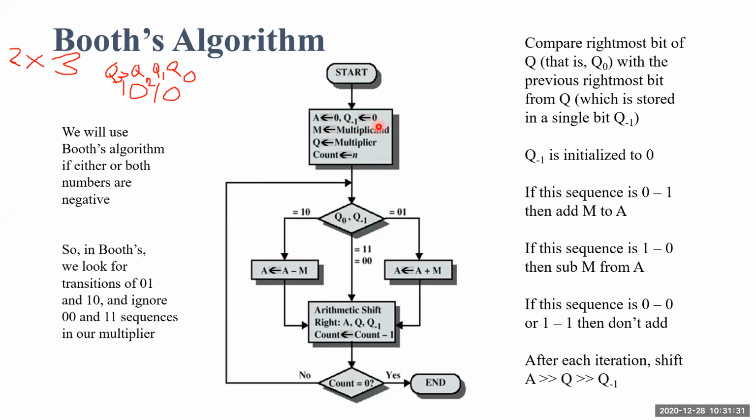The accumulator is a 4-bit memory cell, which is also assigned 0, so four zeros will be assigned. Ultimately, M is the multiplicand, Q is the multiplier, and N is the number of counts. So what does this number of counts denote over here?